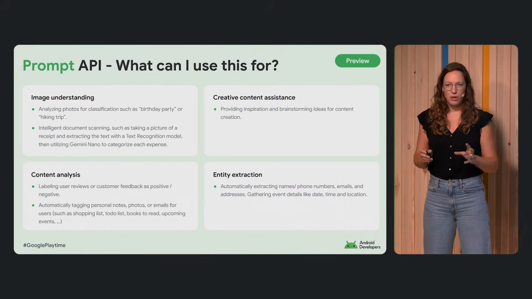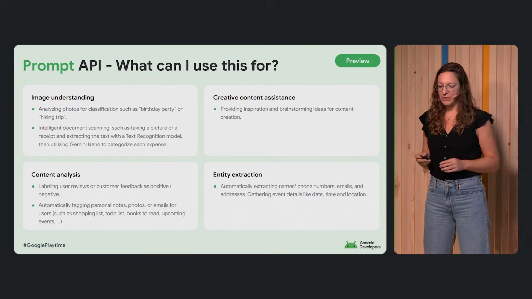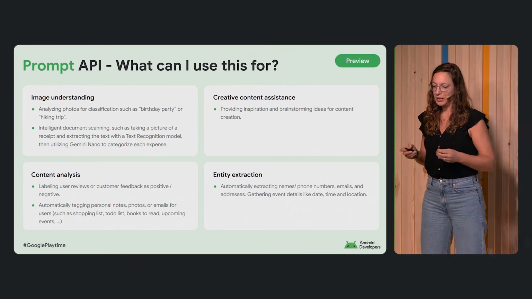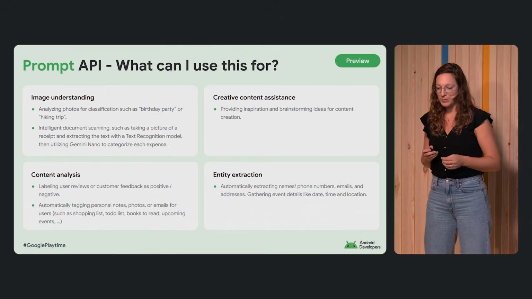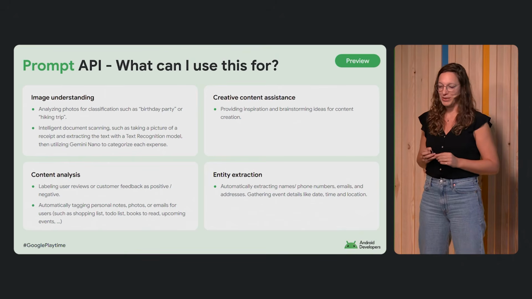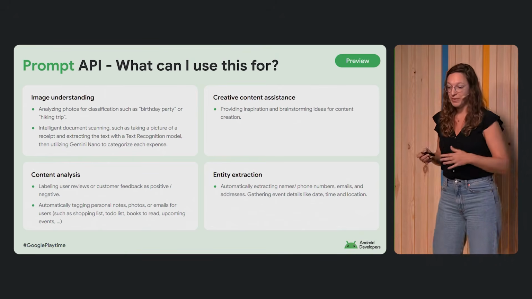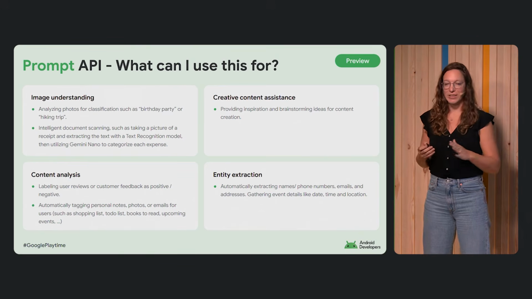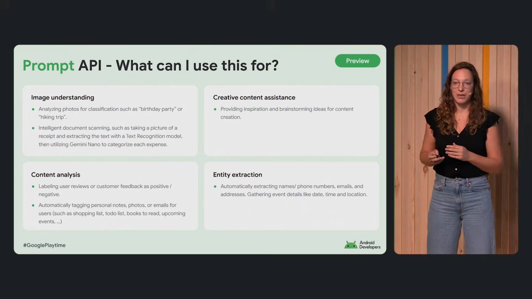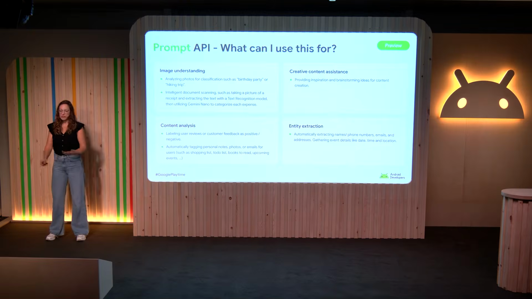So the prompt API unlocks a lot of use cases. In image understanding, you can analyze photos for classification, or you can perform intelligent document scanning for expense categorization. Then for creative content, it offers inspiration and brainstorming. And for content analysis and entity extraction, you can label user reviews, automatically tag notes, or extract names and addresses from text. Basically, this is the ultimate tool for the use case that you need.